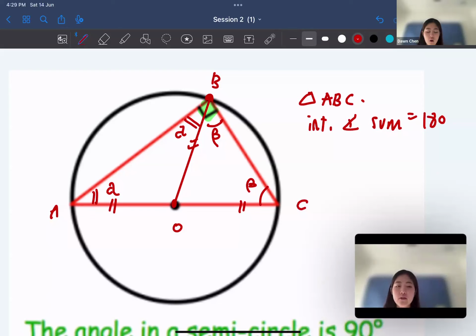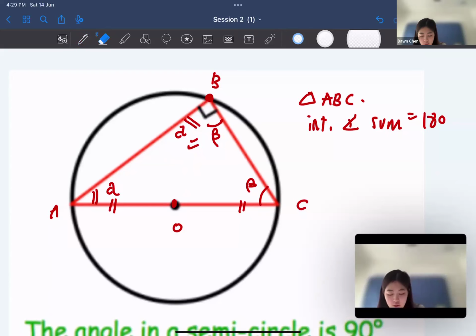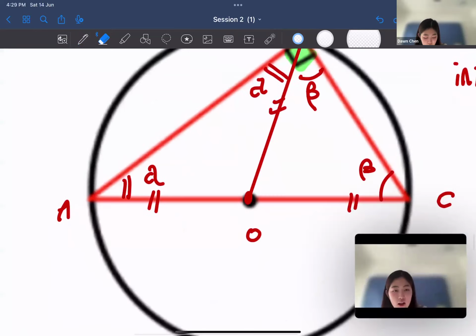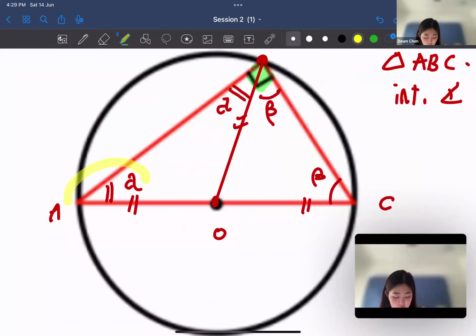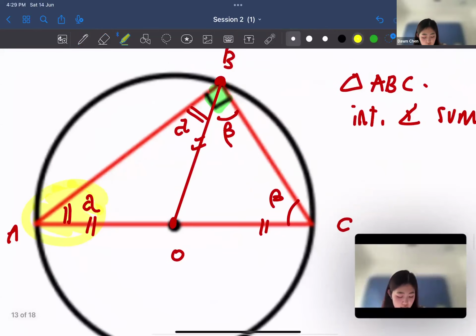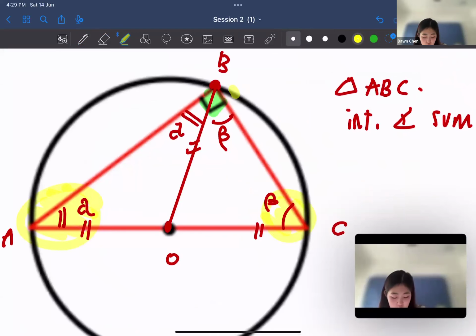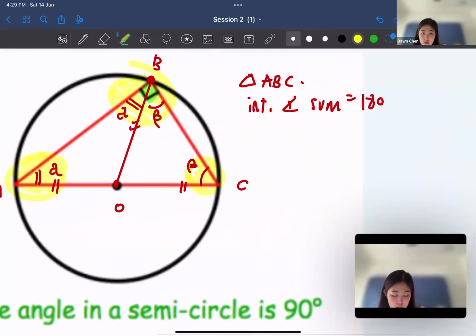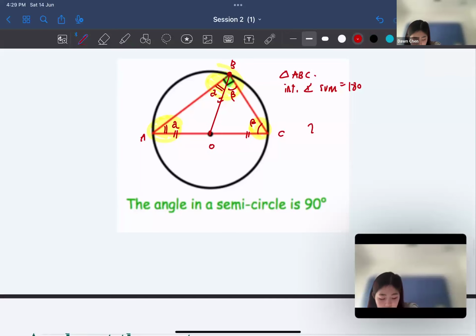Yes, exactly. So if we look at the three angles, and first, just so you know, we don't know that it's 90 degrees yet, we're trying to prove that. We can look at the three angles and we see that one of them is alpha, one of them is beta, and one of them is alpha plus beta. So that would mean that alpha plus beta is equal to 180.